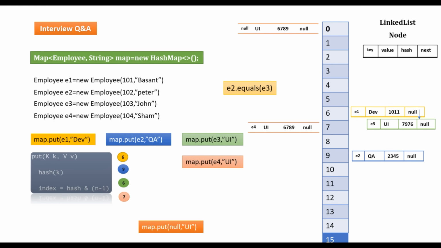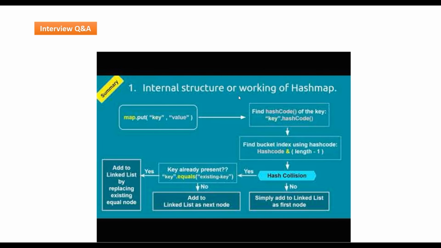Now at a high level, if you want to see the flow of this HashMap, I found this image from Google. It's not very clear, but you can understand the flow. So initially you add a key and value to the map, then it finds the hash code of the key.